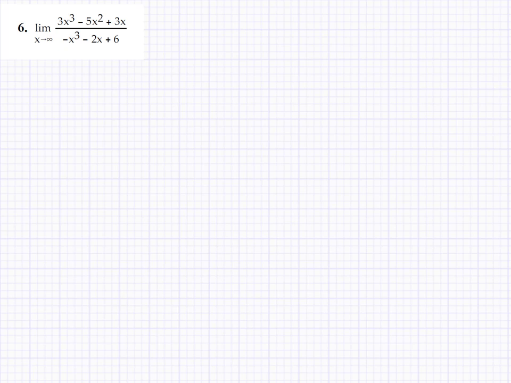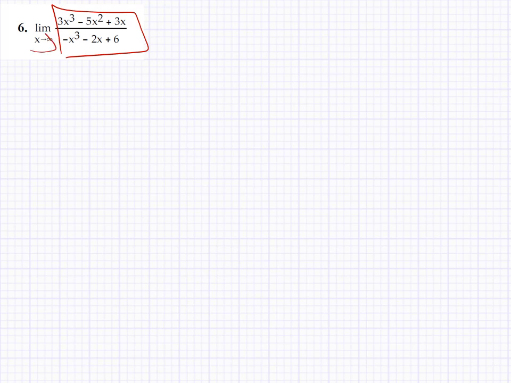Okay, now for this one, the big difference is that x is approaching infinity. In every previous example, x was approaching some constant number. X is approaching 1, 0, -3. Here, x is approaching negative infinity, or sorry, positive infinity. The other thing is that this is a rational function.